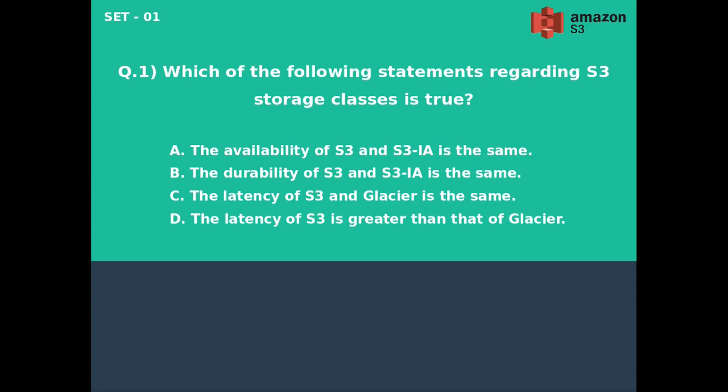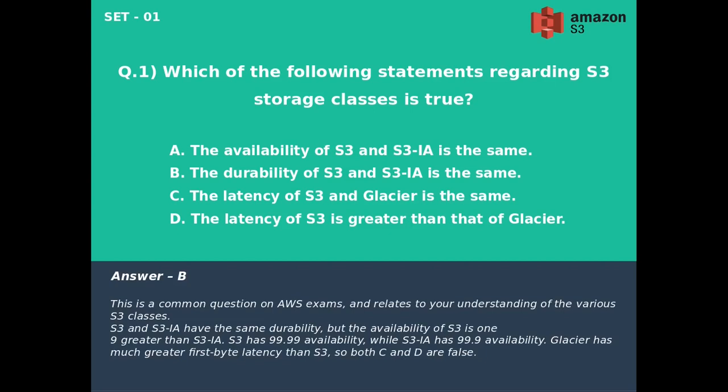So let's look at the answer. Answer is B. The durability of S3 and S3 IA is the same. This is a common question on the AWS exam and relates to your understanding of the various S3 classes. S3 and S3 IA have the same durability, but the availability of S3 is one nine greater than S3 IA. S3 has 99.99 availability, while S3 IA has 99.9 availability. Glacier has much greater first byte latency than S3, so both C and D are false.